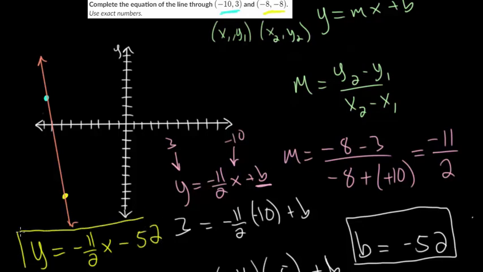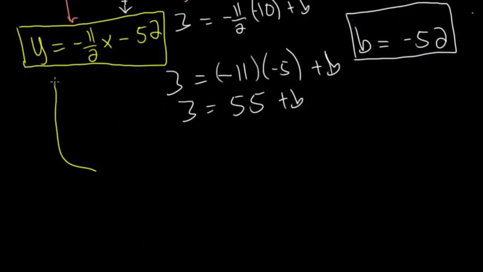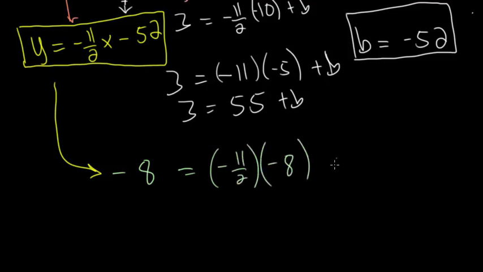So this right here should be the equation of our line, but we'll test it. We're going to plug in this point, minus 8, minus 8. So let me do that down here. So anywhere we see a y and an x, we're going to replace it with minus 8. So we have that minus 8 is equal to minus 11 over 2 times minus 8, and then minus 52. So this should simplify to something that's true. Or in other words, we're trying to see if this right-hand side does simplify to a y value of minus 8. So let's test that.